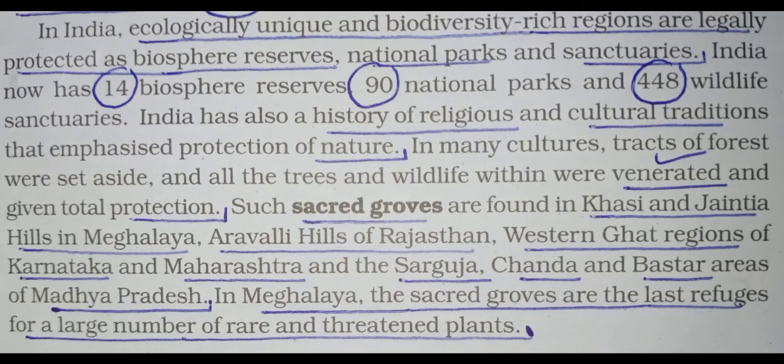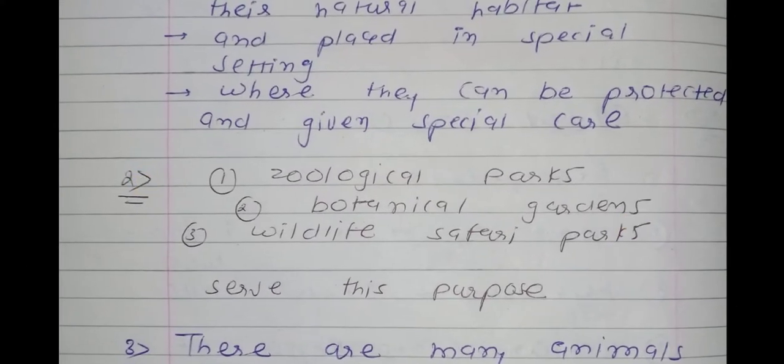Such sacred groves are found in the Khasi and Jaintia hills in Meghalaya, underline the word Meghalaya, the Aravali hills of Rajasthan, underline the word Rajasthan, the Western Ghat regions of Karnataka and Maharashtra, and the Sarguja, Chanda and Bastar region of Madhya Pradesh. Last sentence, very important: in Meghalaya, the sacred groves are the last refuge for a large number of rare and threatened plants. So the two parts of in situ conservation are completed.